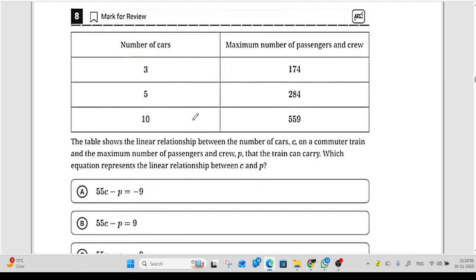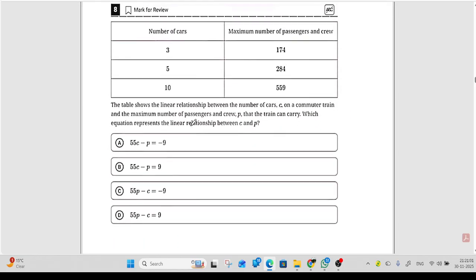Okay. So let me see the next question. All options should be seen. Okay. So this is our next question. A table is given where the number of cars and the maximum number of passengers and crew are given. So we have to tell which equation represents the linear relationship between C and P, where C is the number of cars and P is the number of passengers.